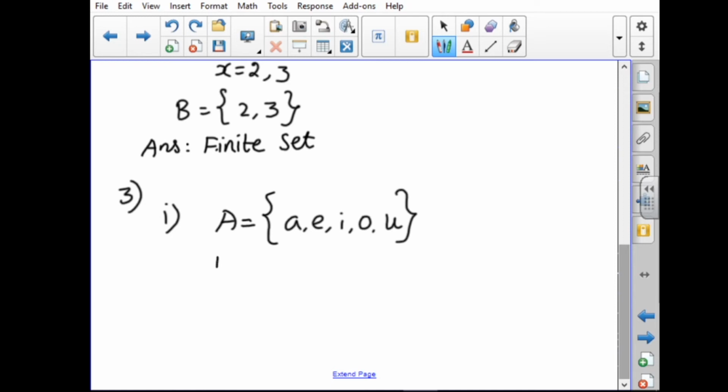Then the second one, B is equal to the set of all letters in the word vowel. So the letters are V, O, W, E, L.